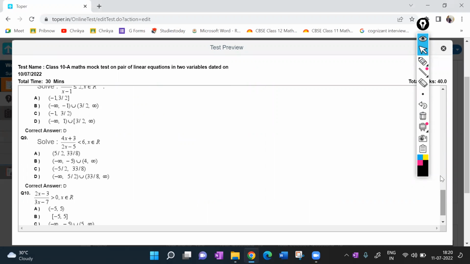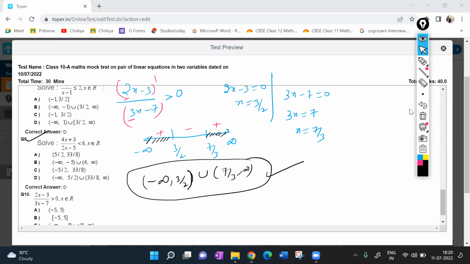Sir, if we simplify this expression, we will get x less than 3 by 2, right? So why can't I simply simplify the equation? See, if you simplify the equation, you say, okay, 2x minus 3. How do you simplify that? Multiplying with 3x on both sides. That is what you do.